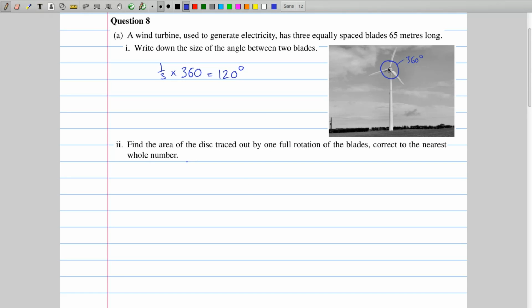The second part of the question asks us to find the area of the disk traced out by one full rotation of the blades. So ignoring that last bit of diagram, there's now a disk traced out by the ends of the blades, and we're asked what is the area of that disk. Well, the area of a disk, you know from your Formula and Tables book, is pi r squared. We know the radius because we're told that the blades are 65 meters long, and so this is pi times 65 squared. To the nearest whole number, that is 13273, and that's going to be meters squared.